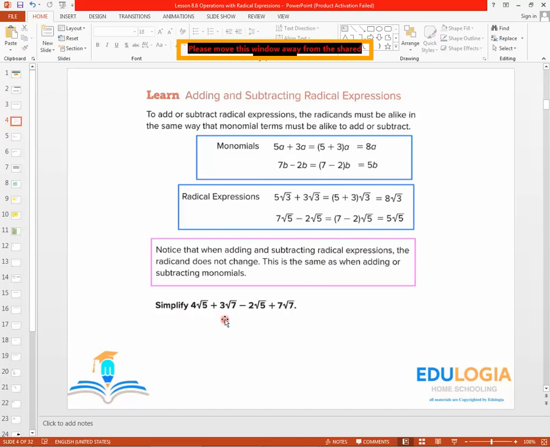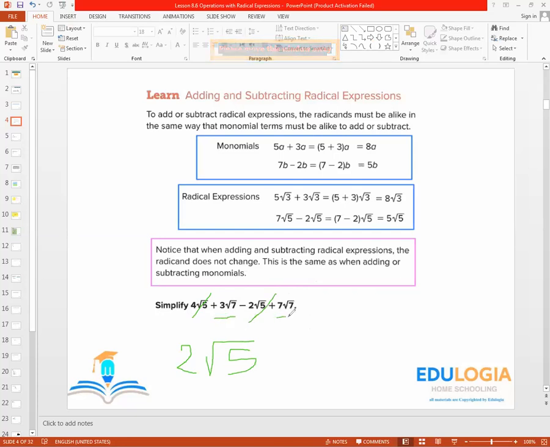For example, simplify root 5 plus 3 root 7 minus 2 root 5 plus 7 root 7. Here I have root 5, root 7, root 5, root 7. So you can add or subtract only like terms. Here it's 3 root 5 minus 2 root 5, so it is root 5. Here we have positive 3 root 7 and positive 7 root 7, also like terms with root 7. Adding positive 3 and positive 7 is positive 10.